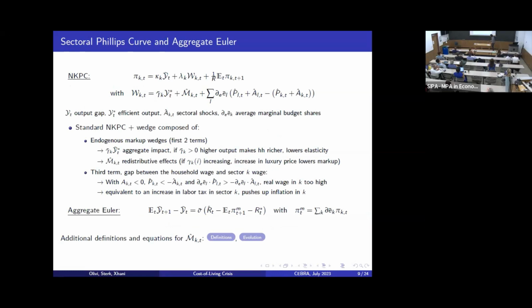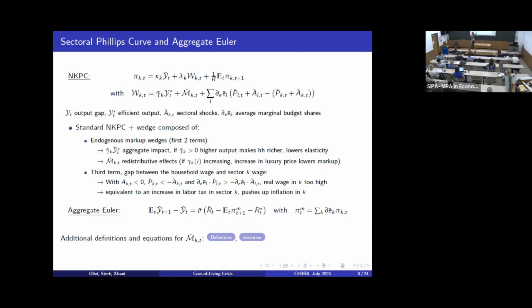Okay. So once you solve the household problem, you can determine the aggregate equations that are going to determine the system. So you first have your standard New Keynesian Phillips curve. So inflation in sector K responds to the output gap, the first term. But in that world with non-homotheticity and endogenous markups, there is an additional term, which is the wage WK. And basically, this wage WK is going to depend on three things.